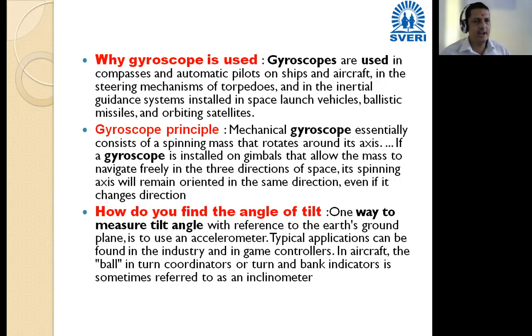One way to measure tilt angle with reference to the earth ground plane is to use an inclinometer. Typical applications can be found in industry and in game controllers. In aircraft, the ball in the turn coordinator or turn and bank indicator is sometimes referred to as the inclinometer. So, भाषेत सांगतो, in the gaming section, sometimes you push the forward button or running button, and then at an exact position you remove your thumb from the button, but the object is still moving forward.